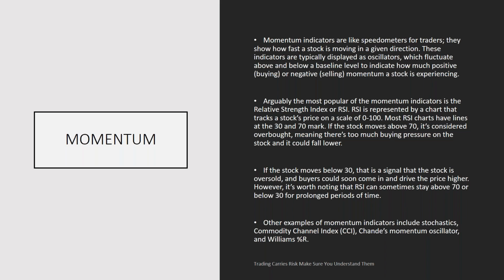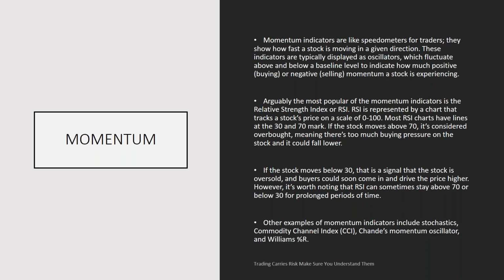RSI will always come out between 0 and 100, but when you put it on the chart, the only important numbers are above 70 or below 30. If the stock moves above 70, it's considered overbought, meaning that there's too much buying pressure on the asset and it should fall lower. If the price moves below 30, that's a signal that the asset is oversold and buyers could soon come in and drive the prices higher.